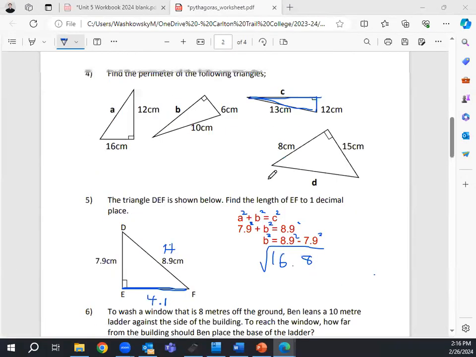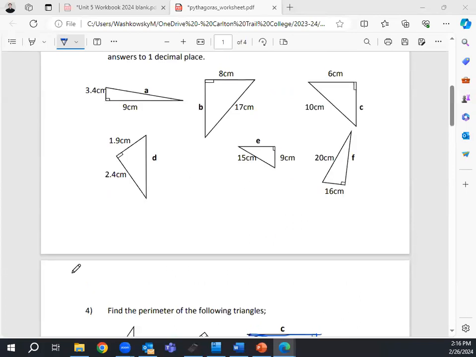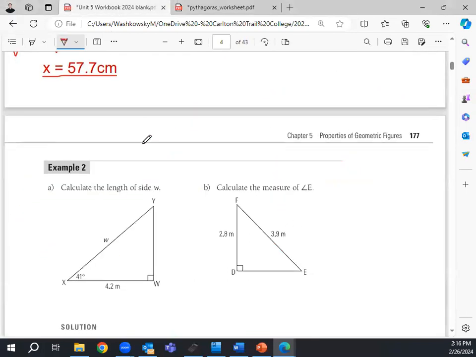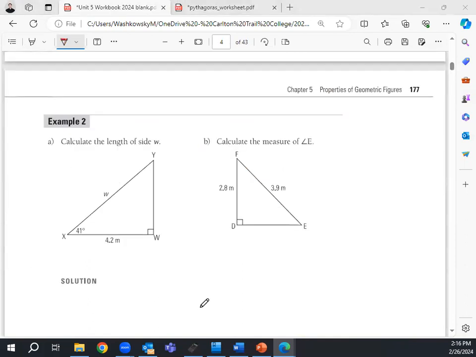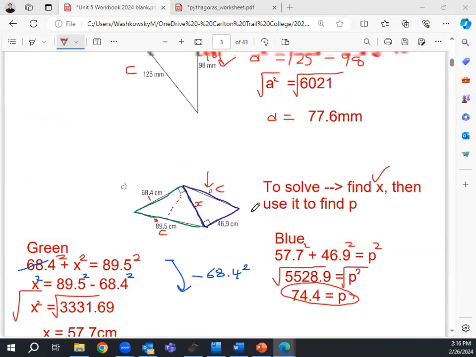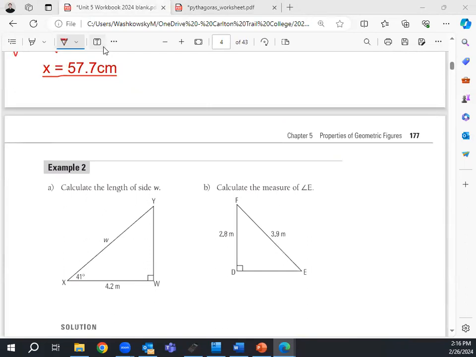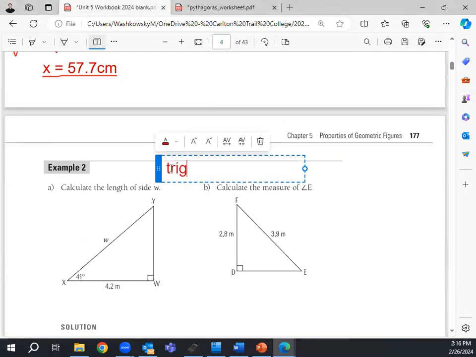Okay, so that's some Pythagoras stuff. Like I said, that was meant to serve as a bit of a review. Again, if you have questions about that, please ask. Now we're also going to be looking at the trigonometry stuff as well. So we're going to do a really, really quick review of that one as well. With trig, whenever I say the word trig, that actually means trigonometry.